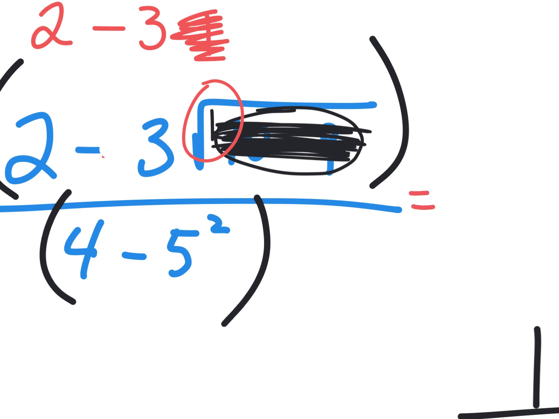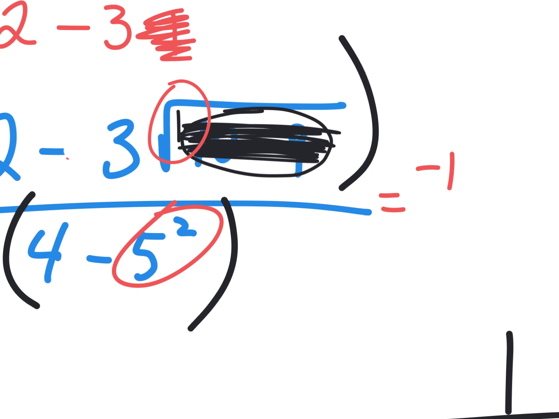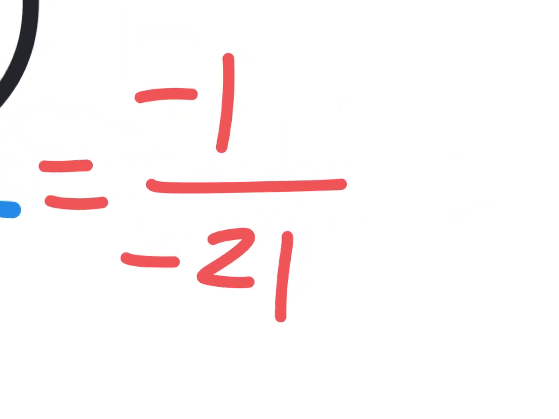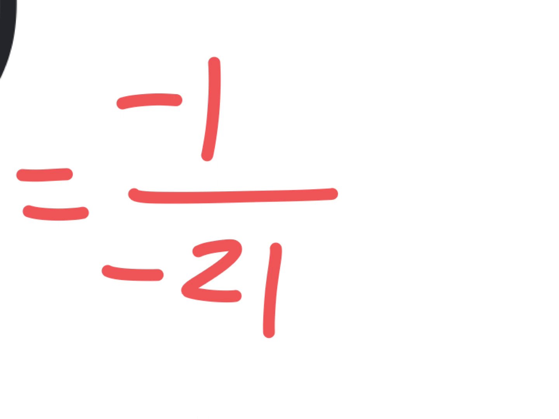Negative 1 on the top. And now simplify the bottom thing. Can I go from left to right? No. It'd be 4 minus 5? No. You can't do 4 minus 5. You got to do 5 squared. What's 5 squared? 25. What is 4 minus 25? Negative 21. If you left that answer, I would cry a little bit and mark it wrong. Because why? Two negatives, they cancel. The final answer is 1/21.